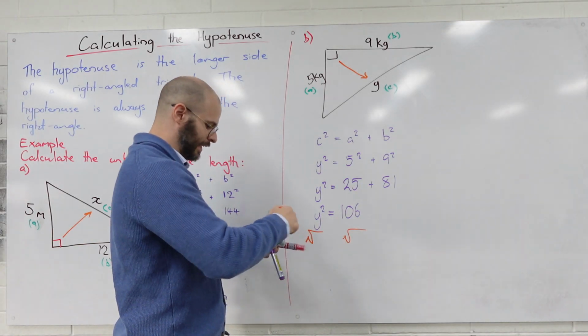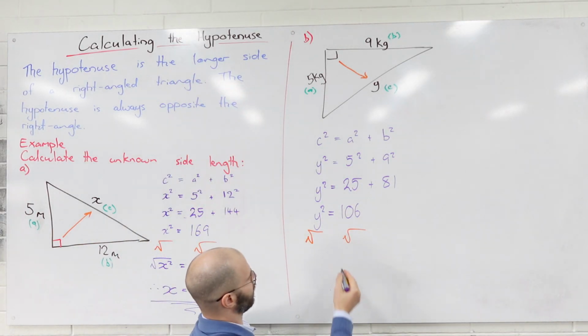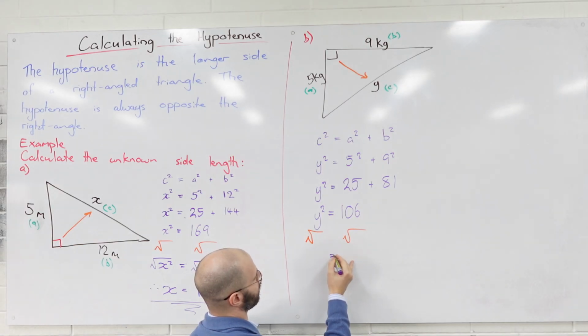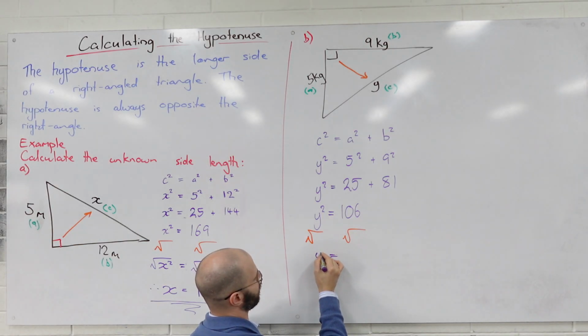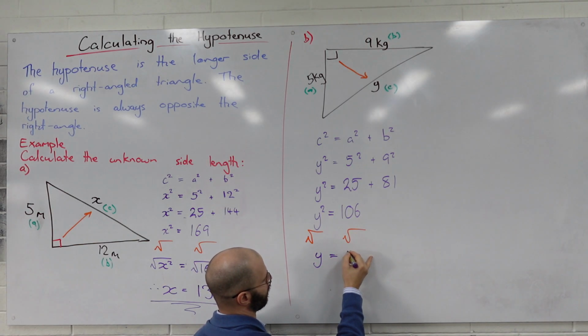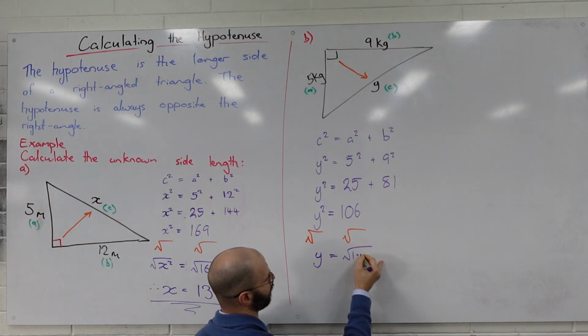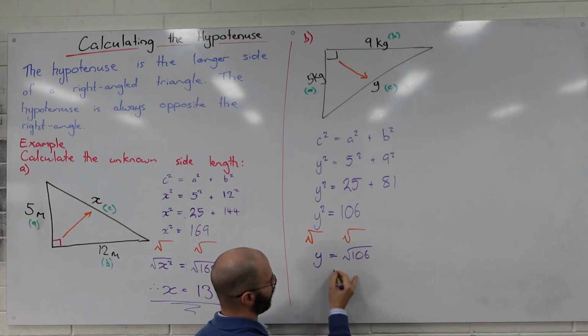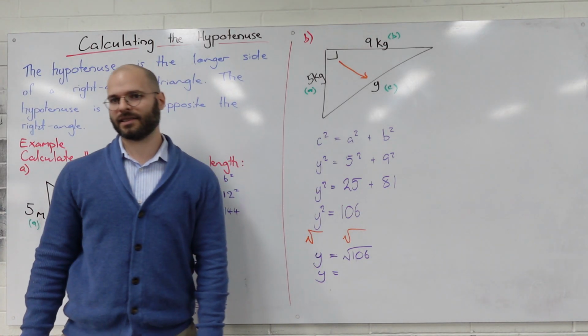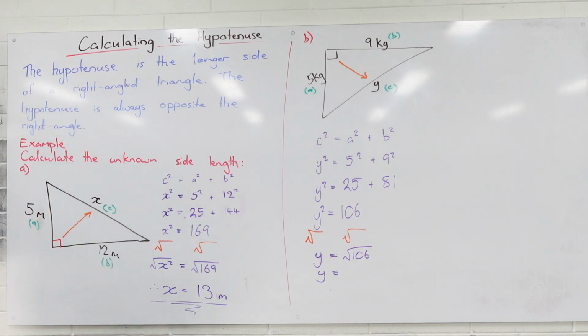Root it, indeed. Where's the square root? I don't have square root on this one. Where's the square root on this one? Whoops. So we get the square root of 106.